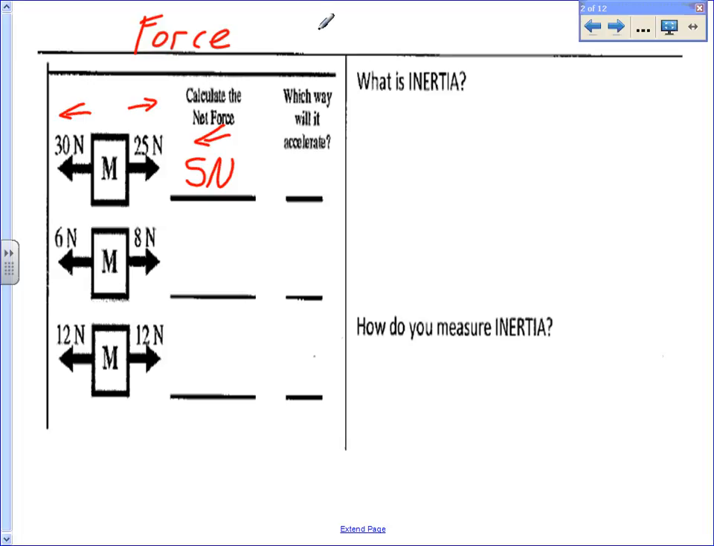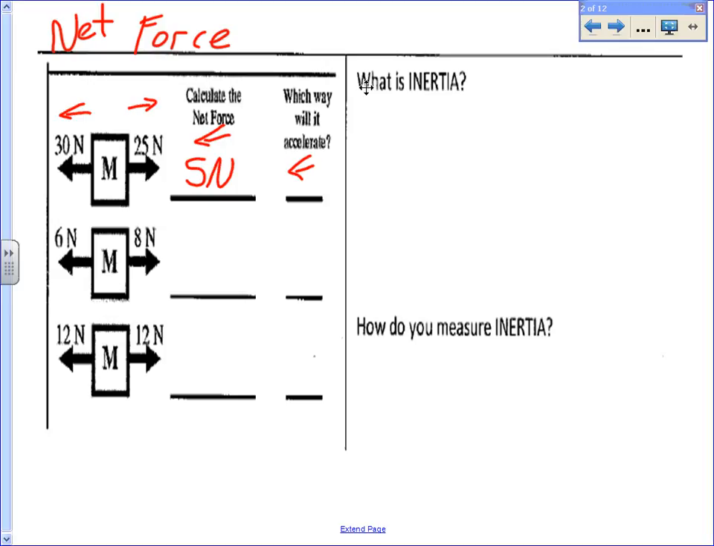And according to Newton's second law, the acceleration is going to be in the same direction as our force. Because we have multiple forces and we've added and subtracted, we have what's called net force. Your net force and your acceleration have to be in the same direction, but that does not mean you have to be moving in that direction.